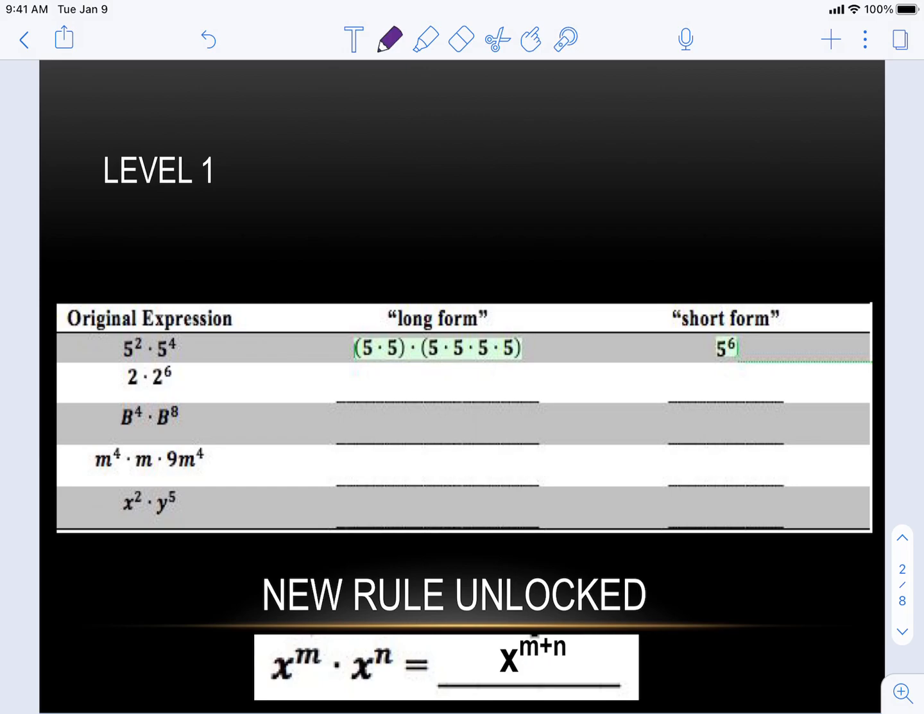So just to go through one of these real quick, the next one down, 2 times 2 to the 6th would be 2 times, and then 2 times 2 times 2, 4, 5, 6. And we could count them all up. Now there's 7 total, so our exponent form would be 2 to the 7th power, right?